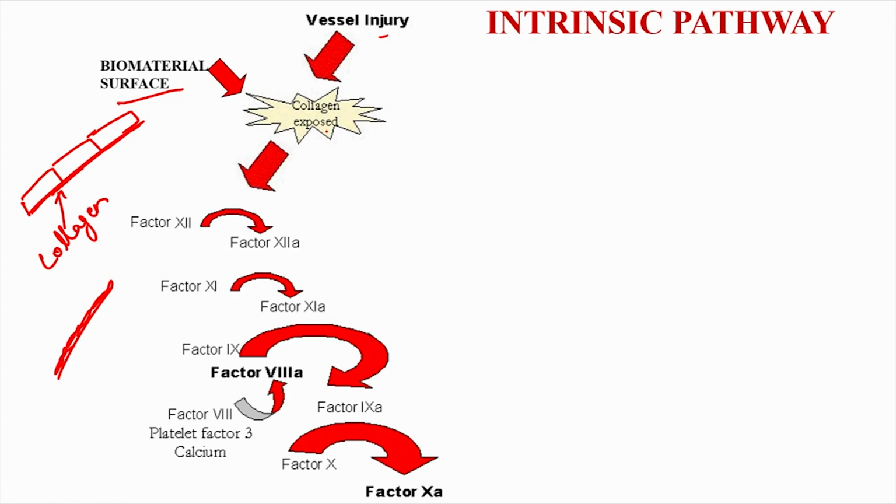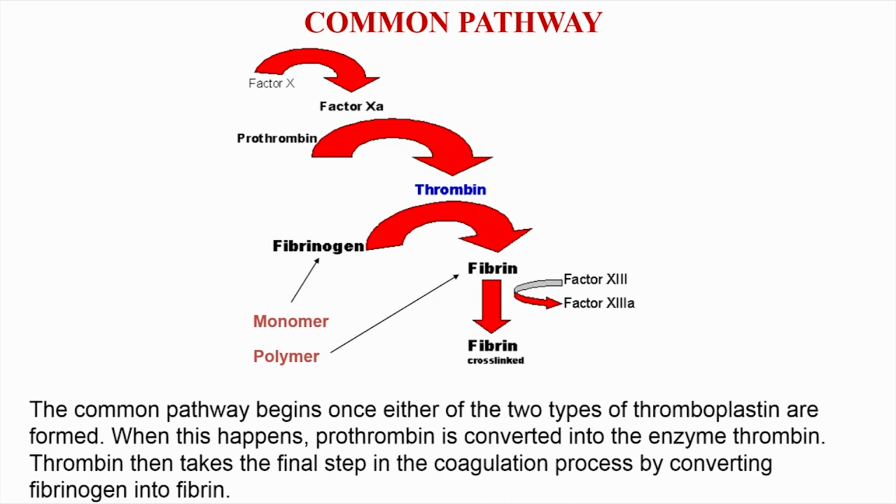Once that happens, you have a cascade of events where factor 12 leads to factor 12A, this gets further converted into factor 11A, and it goes on, eventually leading to the same molecule, factor 10A, being generated on the surface. Then there is a common pathway which picks up from factor 10A. Factor 10A activates prothrombin, a protein circulating in very high amounts in the blood, and results in formation of thrombin. Thrombin is another enzyme that cleaves fibrinogen, polymerizing it into fibrin.